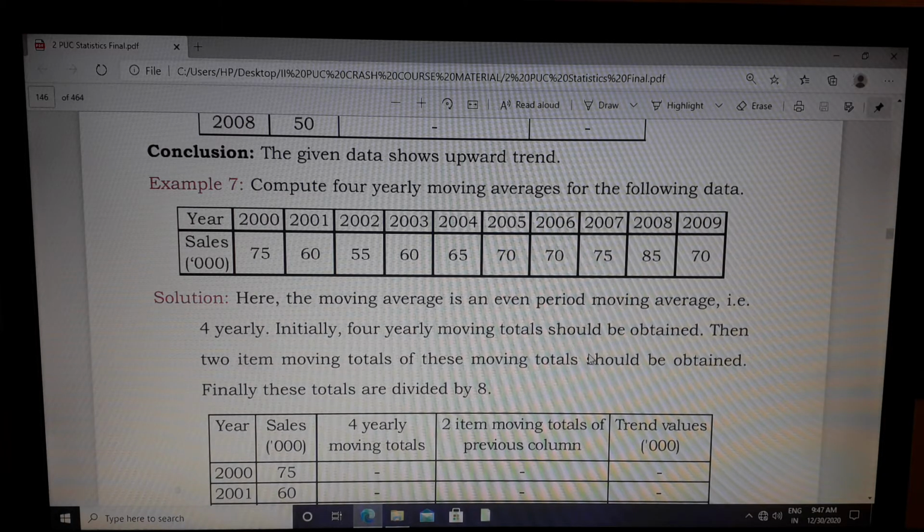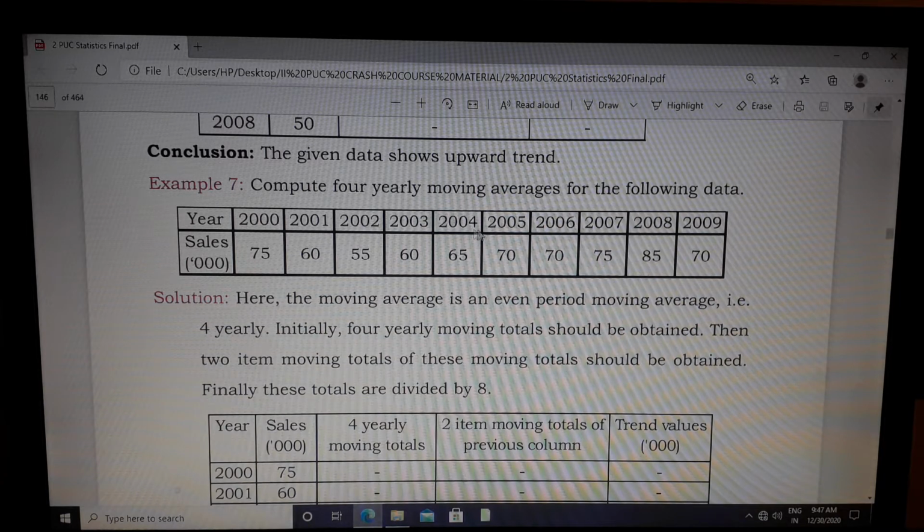But 2.5 means how will the trend value be observed in a particular year? Tell me. Generally the trend values must be observed in a particular year, not in between the years. Clear? So if that is the case, just look at this problem.